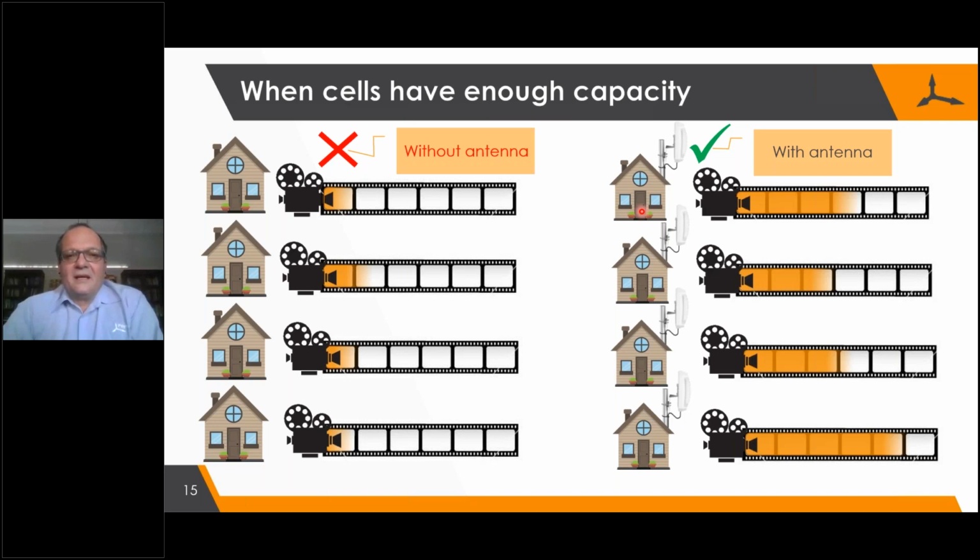In this case, the operator doesn't see more money. He's only got 4 guys here and 4 guys in another cell which uses internal antennas. But clearly, the users on the right-hand side have got a much better experience.